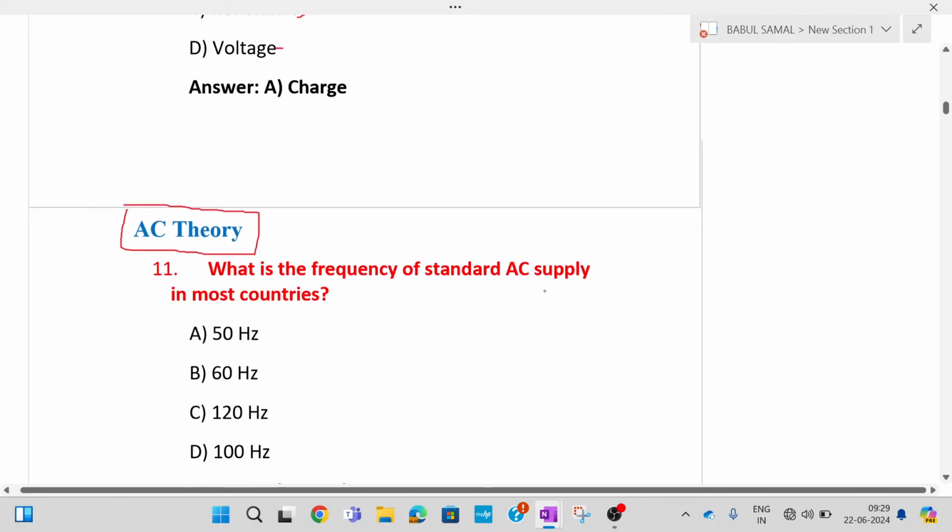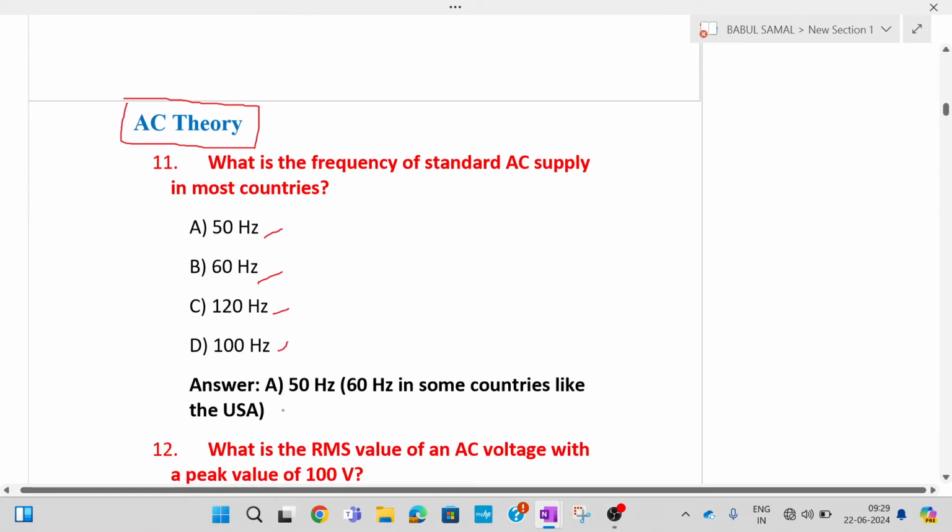What is the frequency of standard AC supply in most countries? Options are 50 Hz, 60 Hz, 120 Hz, 100 Hz. In India and most of the countries, the standard AC supply frequency is 50 Hz. But in the USA, United States of America, the frequency of standard AC supply is 60 Hz. Don't forget Hz is the unit of frequency. So the correct option for the 11th question is A, which is 50 Hz.